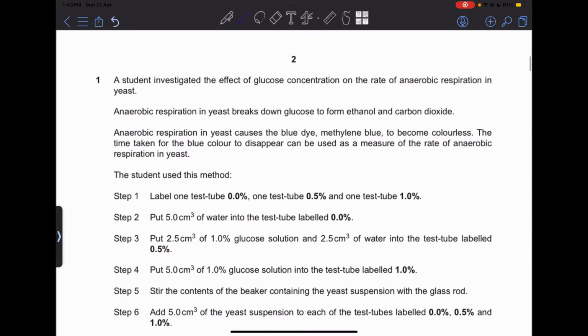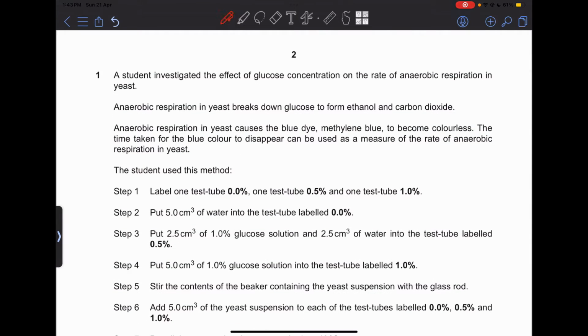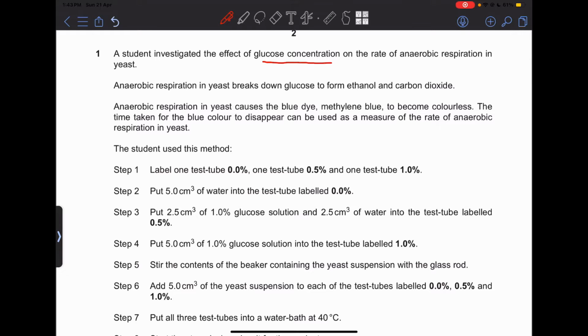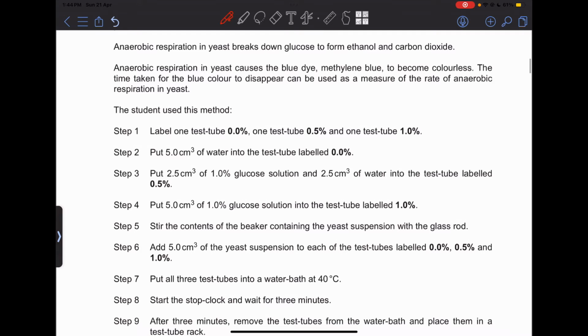Let's start solving. Question number 1 says, a student investigated the effect of glucose concentration on the rate of anaerobic respiration in yeast. So the glucose concentration is actually the independent variable, as I explained in my paper 6 videos that I did like a year ago. Anaerobic respiration in yeast breaks down glucose to form ethanol and carbon dioxide.